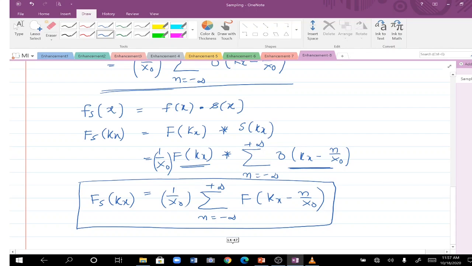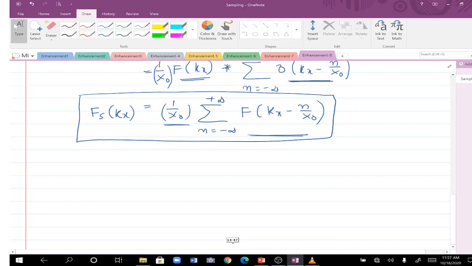Very important expression. So what is now happening? Once you are multiplying with an impulse train in the spatial domain, in the frequency domain you are going to keep multiple copies of it, spaced at a distance of 1 by x naught, and of course there is an overall multiplication factor of 1 by x naught. So let's try to draw the same here.